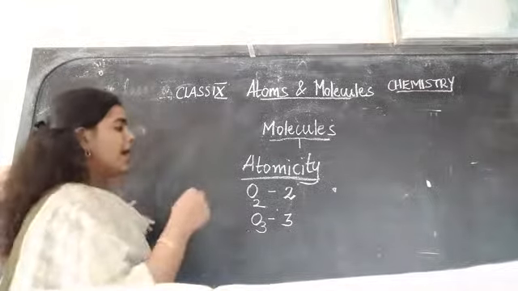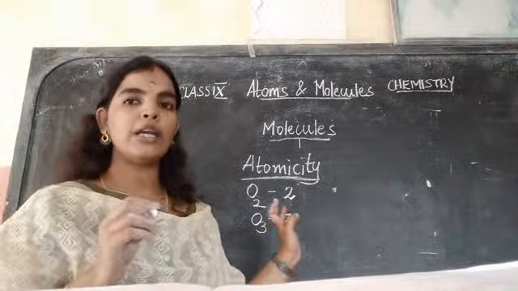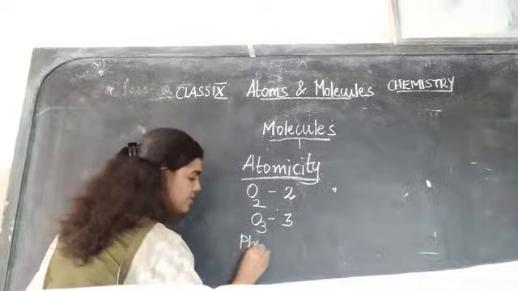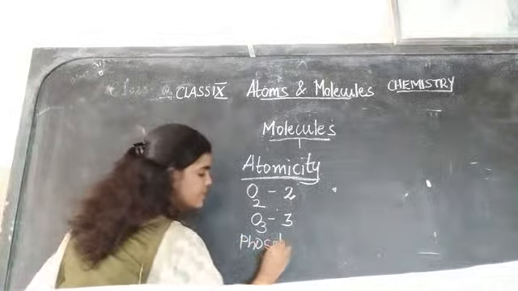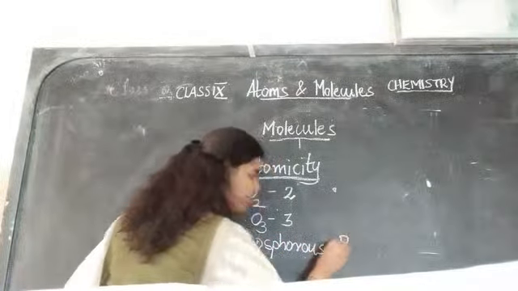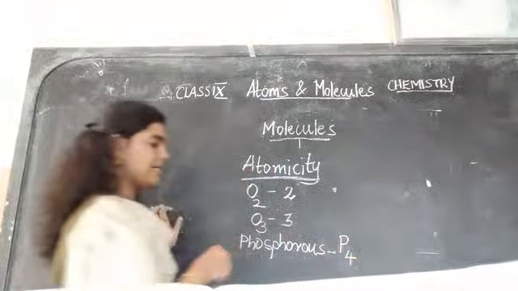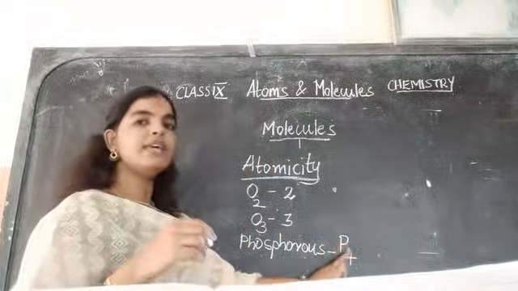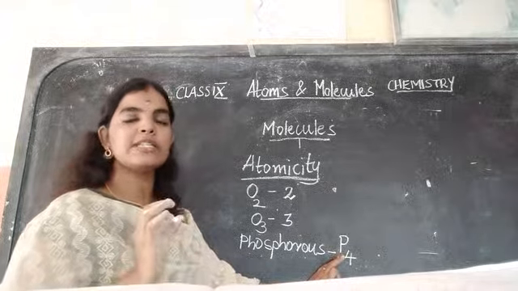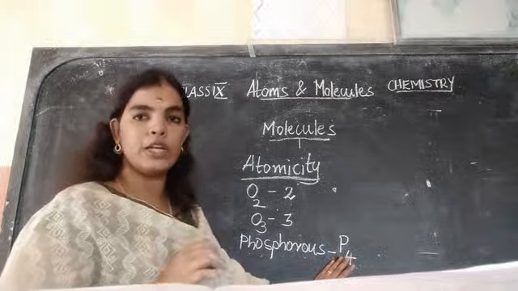Okay. And if more than 3 atoms are present, we call it polyatomic. An example for a polyatomic molecule is phosphorus. We know that the symbol for phosphorus is P. When we write the phosphorus molecule, it consists of 4 atoms. So what is the phosphorus molecule? P4. So what is the atomicity of the phosphorus molecule? Either we can say tetraatomic, tetra means 4, or it comes under polyatomic molecule. Is that clear?